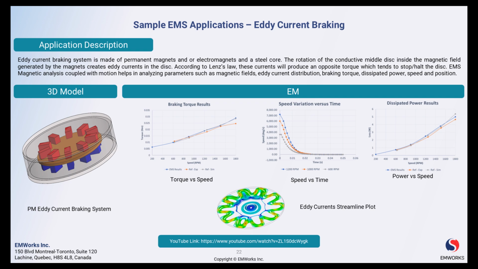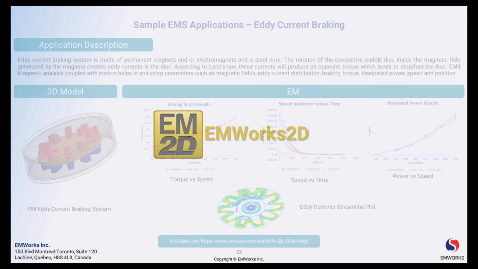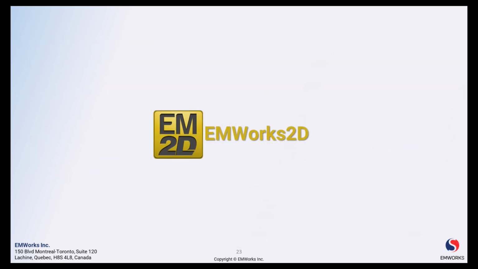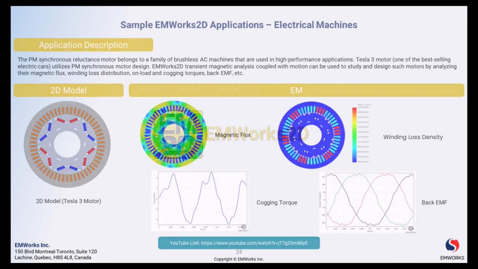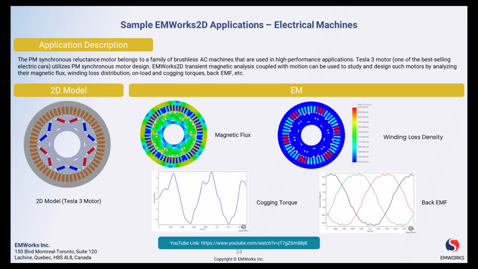Overall, EMS 3D coupled electromagnetic and motion solvers enabled accurate characterizations of the braking torque performance and power losses to aid the optimization of smooth, stable, and controlled braking behavior. Now, let's move to EMWorks 2D examples. This EMWorks 2D model analyzes a permanent magnet-assisted synchronous reluctance motor design like those used in electric vehicles.